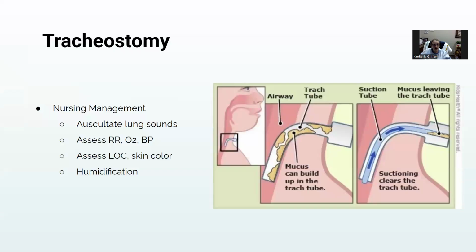So with a tracheostomy, you want to auscultate their lung sounds. You want to assess the respiratory rate, oxygen, and blood pressure. You also want to assess their level of consciousness. What's their skin color? Are they pale? Are they red? And because this is in the upper airway, mucus can build up in the tube. So they need a lot of humidification to keep the secretions from occluding the tube.